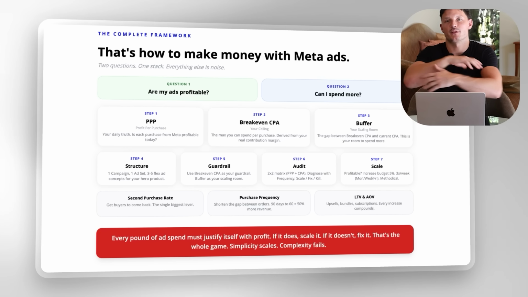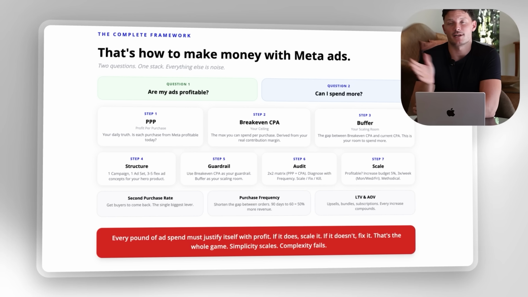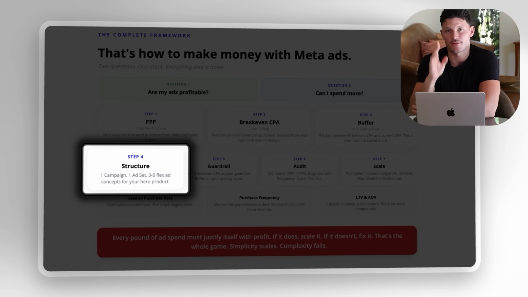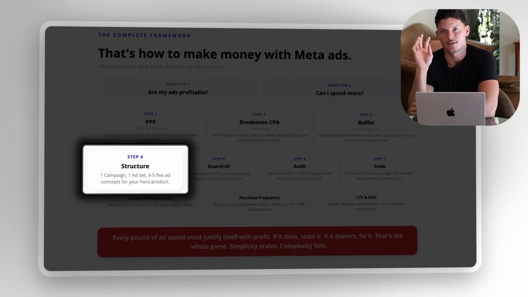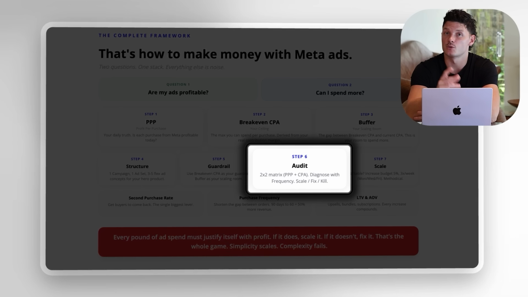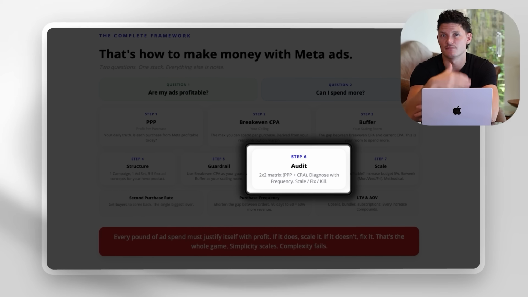Right now, nobody knows whether the ads are profitable because profit per purchase is not being calculated. People use the wrong metrics to answer the wrong questions. Then we use the campaign structure: one campaign budget optimization, broad targeting, one ad set, and then 3 to 5 concepts with 3 creatives, 2 headlines, 2 primary texts. Audit the account using the 2x2 framework and diagnose with frequency, and then make changes accordingly, whether to leave it, fix it, or kill it.